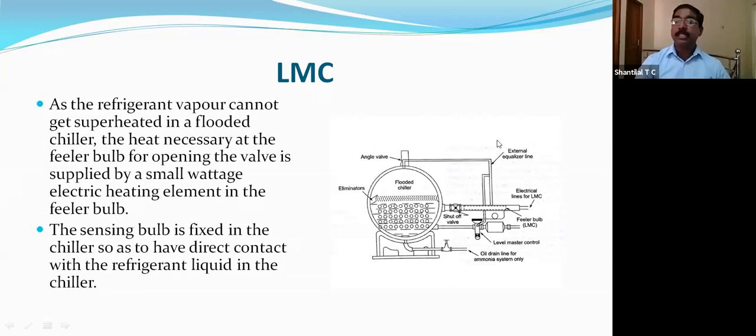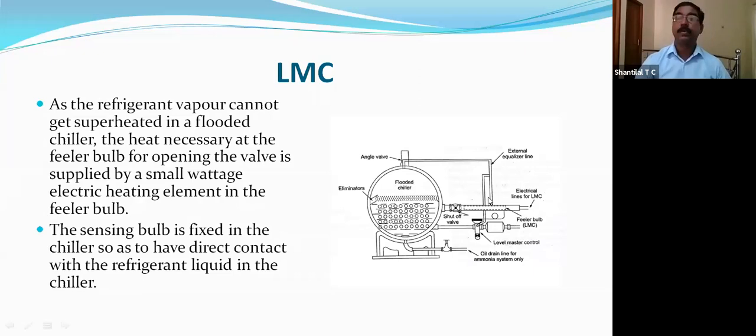Once again I am repeating. Here the liquid line starts, this is a dryer, and this is the LMC, level master control, and this is the outlet. The outlet refrigerant flows through the chiller. Then here is a line. In this line, the liquid refrigerant enters. This line has a feeler bulb and an electric heater. That electric heater is of small wattage for operating this feeler bulb. And here is a shut off valve, and additionally an external equalizer connection is also provided in this LMC.